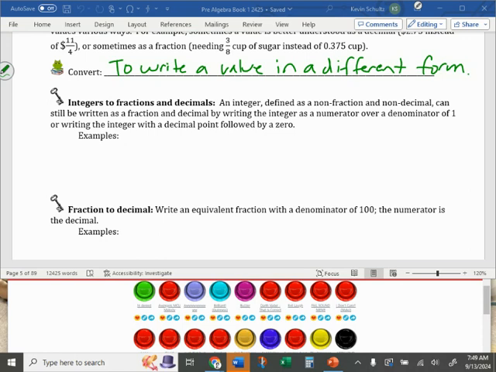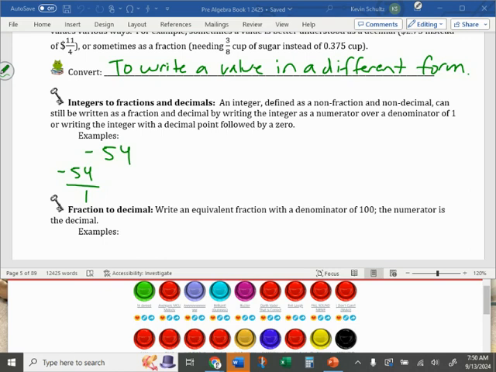Give me an integer. Negative what? Negative 54. Okay? So if we want to take the integer negative 54, and we want to write this as a fraction, how do we turn any integer into a fraction? Does everybody know? Would you just put a 1 under it? Exactly, yeah. You put that number over 1.